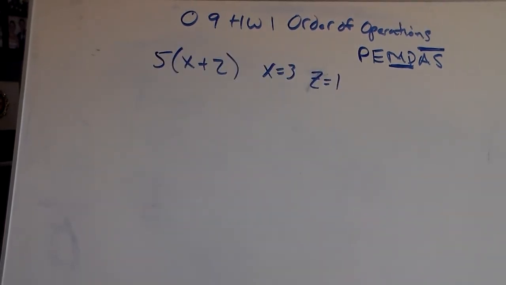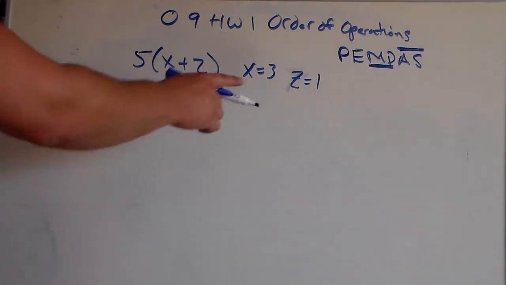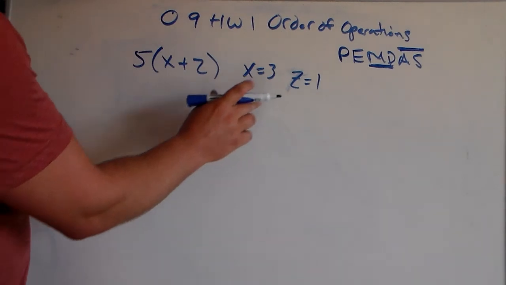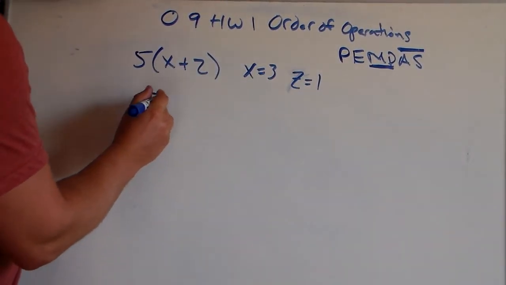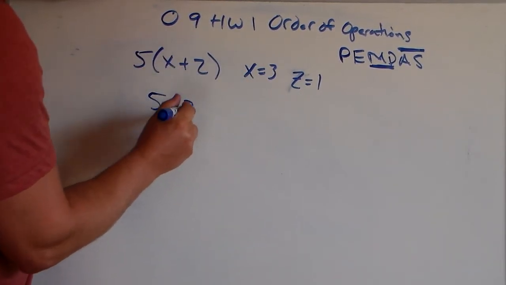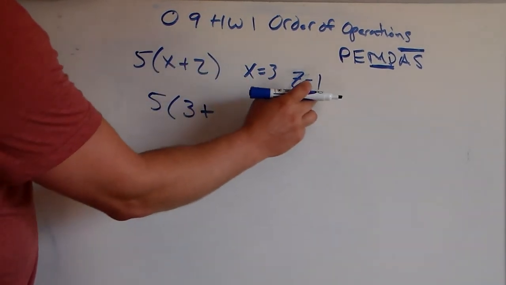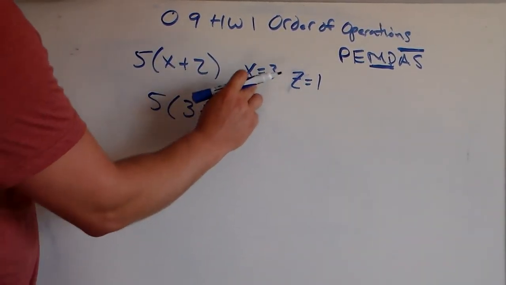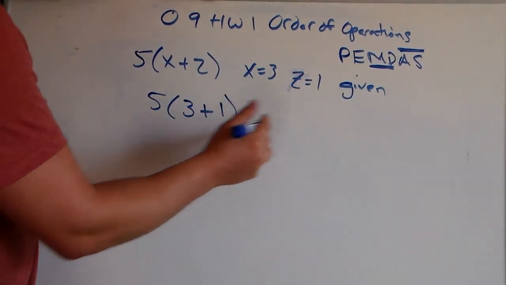Alright, this is problem number 9. That'll be the last problem that we do together. We have 5 times x plus z, where x equals 3 and z equals 1. So the first thing that we got to do is substitute these two numbers in for their variables. So it'll be 5, parentheses, well x is 3, so replace the x with 3, plus the z is going to be replaced with 1. Because that's what they tell us in the given. It's given to us. We substitute them in.